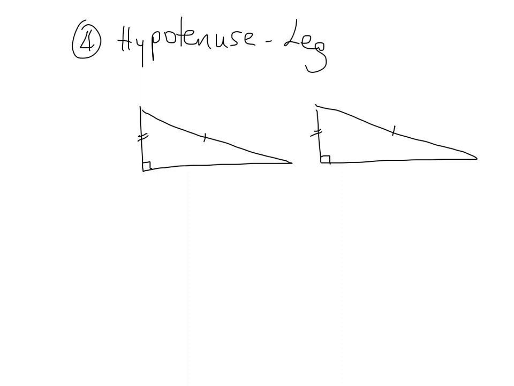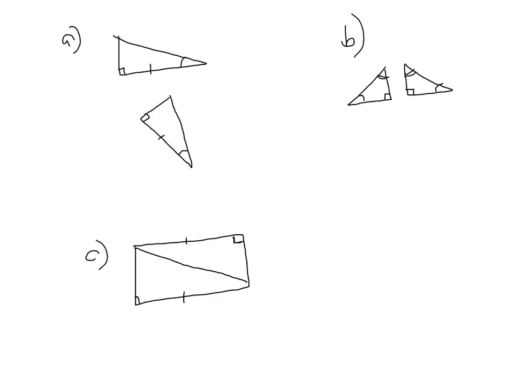So now that we know all 4 ways to check, we can look at a bunch of examples and quickly tell whether or not our pairs of triangles are congruent. Okay, so in example A, we have 2 right triangles, and we have a leg and an angle. They are congruent. The corresponding legs and corresponding angles are congruent, which means that we have congruence here because of leg angle.